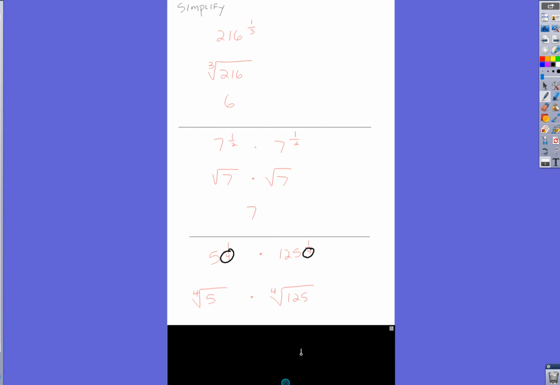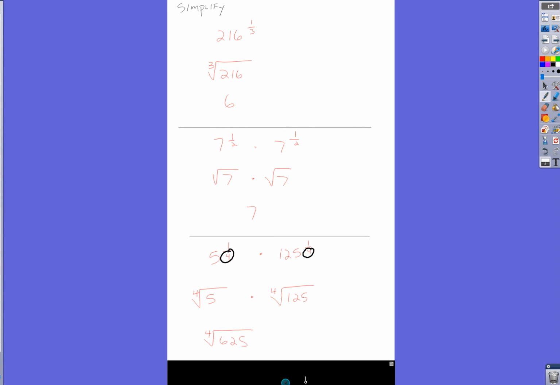We learned last week with multiplication, Deja, that as long as the indexes are the same, you're allowed to multiply inside with inside. So 5 times 125 is 625. But you're like, whoa, Mr. Romero, that's too big. Well, you could do a tree if you wanted to. It's not a perfect square, but this is perfect to the fourth.